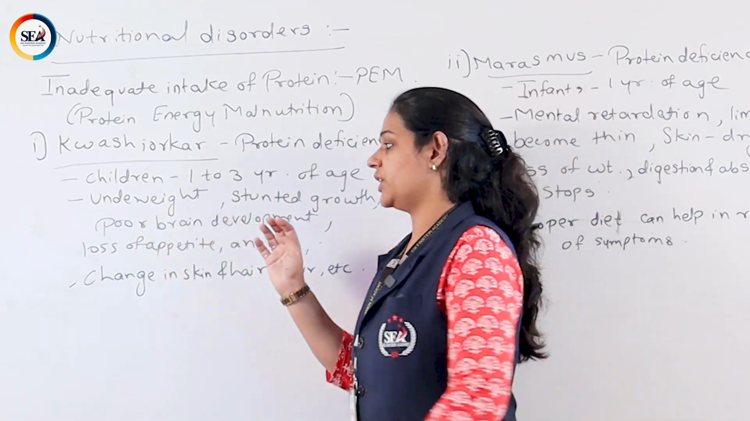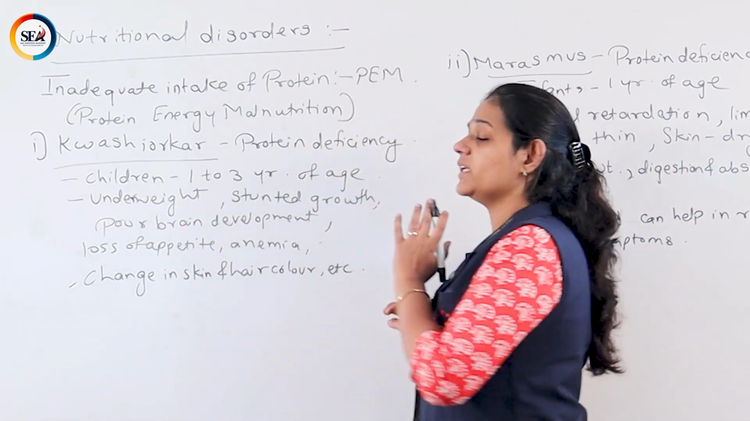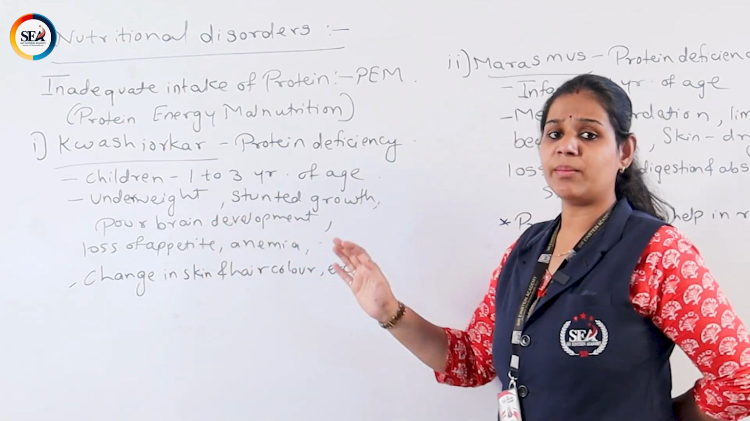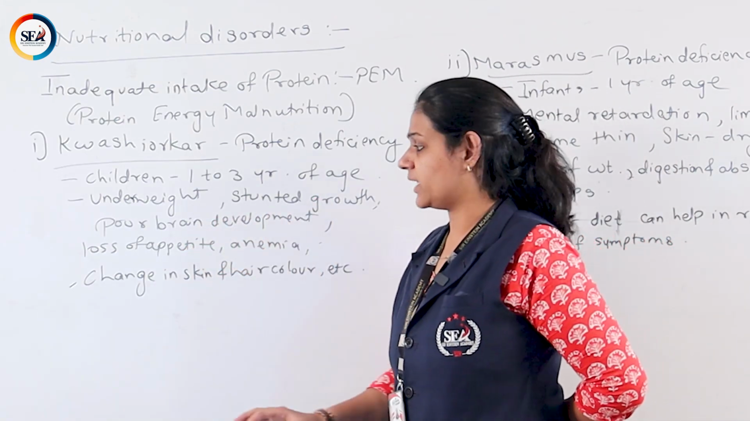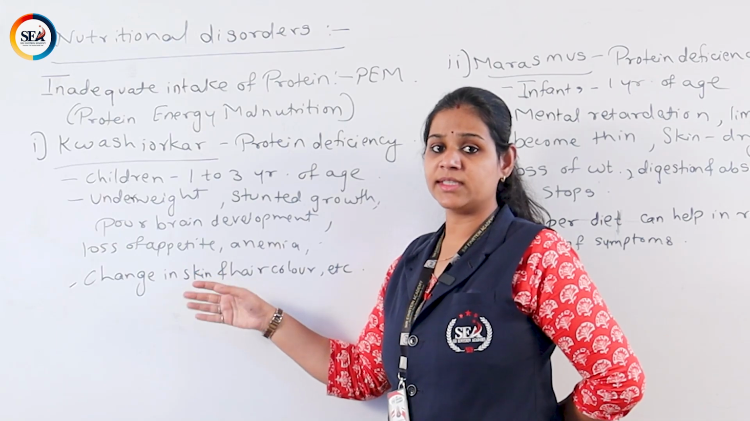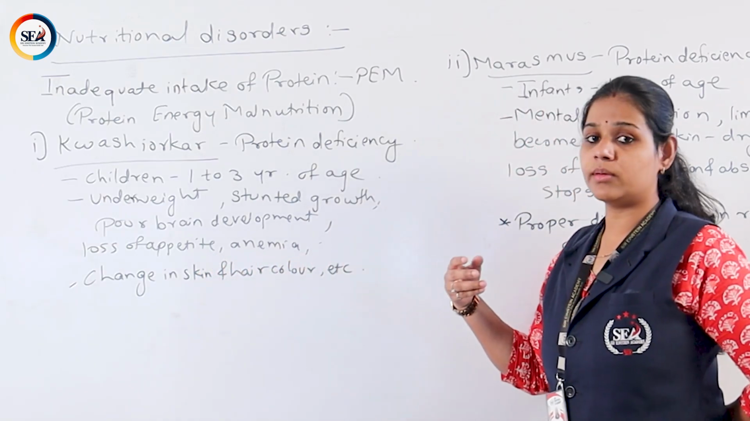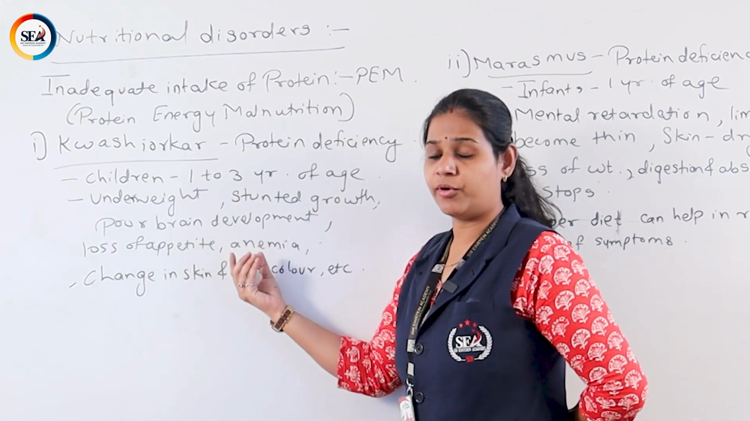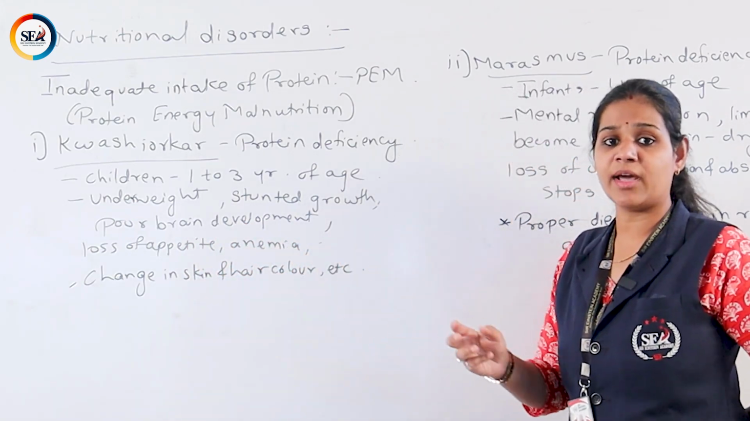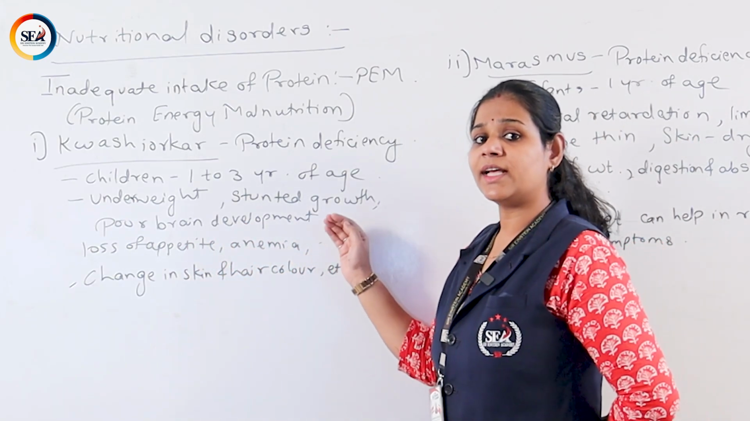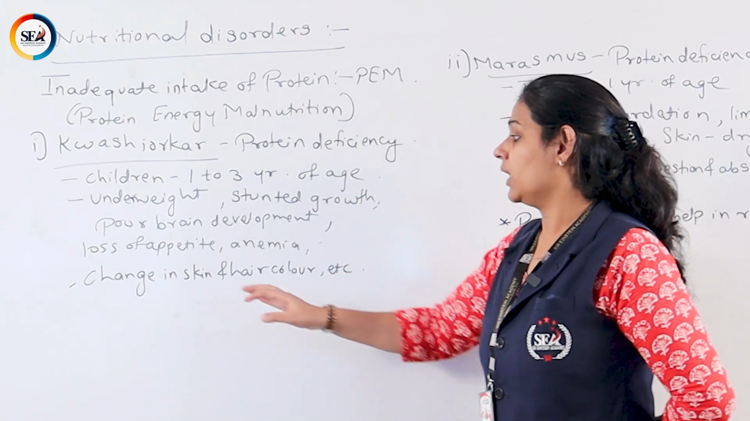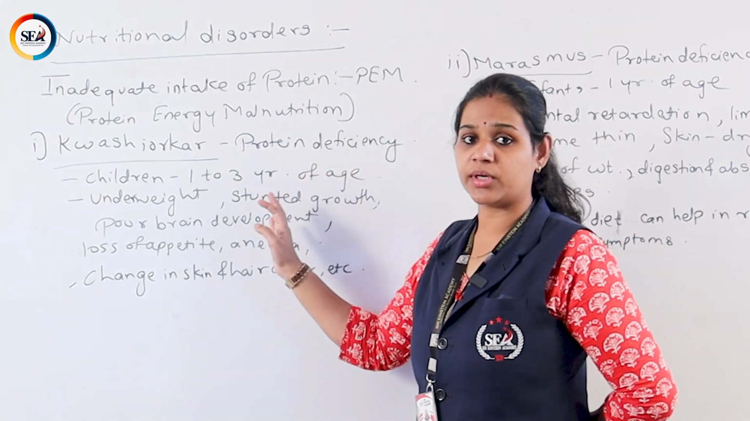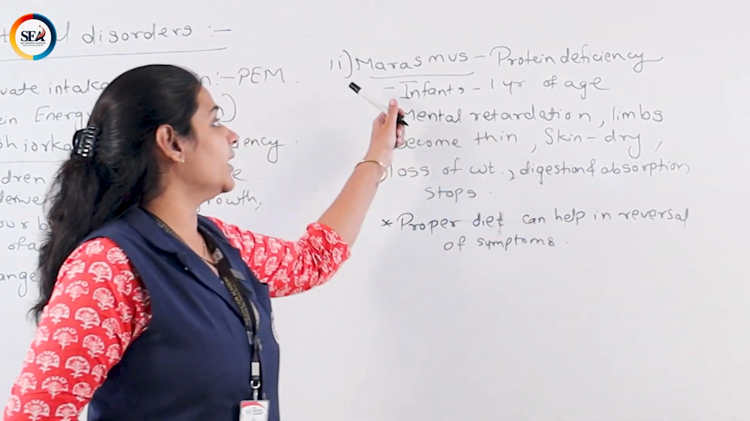Here, the children are generally underweight, their growth is stunted, that is short growth, brain development is retarded, mental retardation takes place, and there is loss of appetite, that is they do not take proper food. Anemia, that is the shape of RBCs changes, so there is less consumption of oxygen in the body. Change in skin and hair color are also symptoms of kwashiorkor.